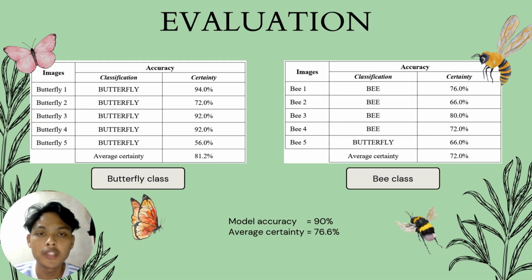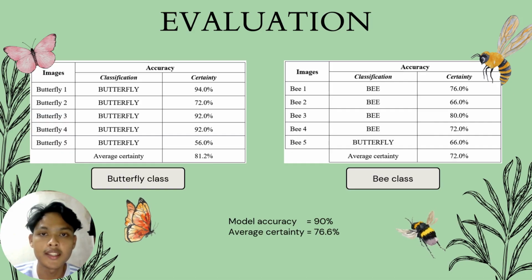This is a good measure for our model, because our model was only trained on 20 images in total. So our model can successfully identify each insect class with over 90% accuracy.